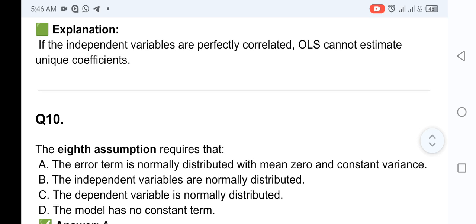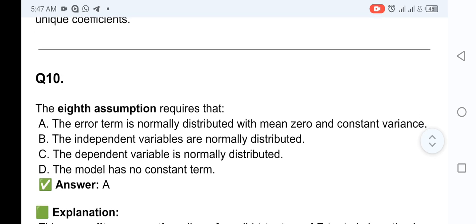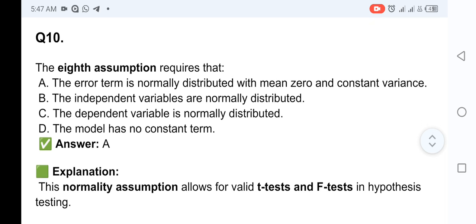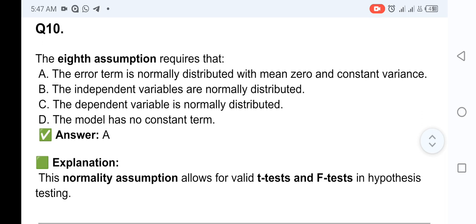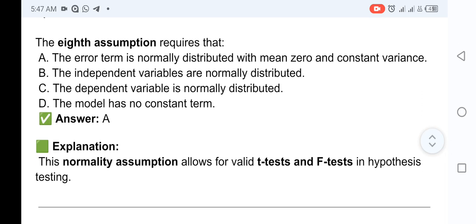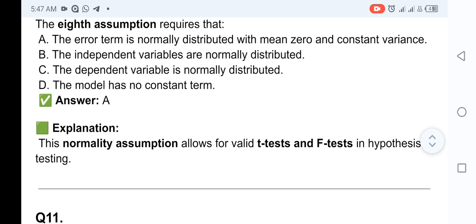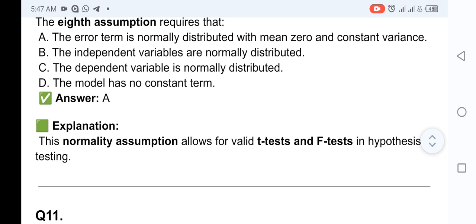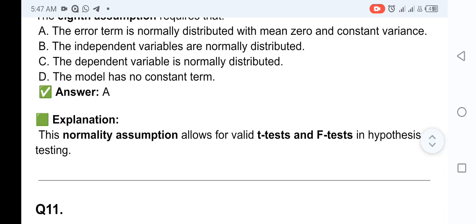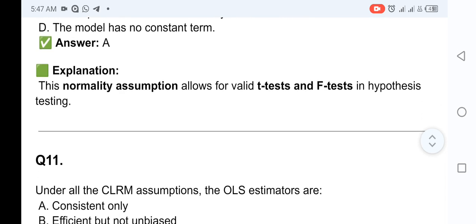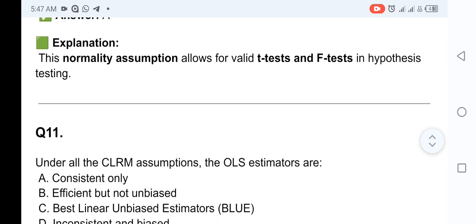Q10. The eighth assumption requires that A. The error term is normally distributed with mean 0 and constant variance. B. The independent variables are normally distributed. C. The dependent variable is normally distributed. D. The model has no constant term. Answer: A. Explanation: This normality assumption allows for valid t-tests and F-tests in hypothesis testing.